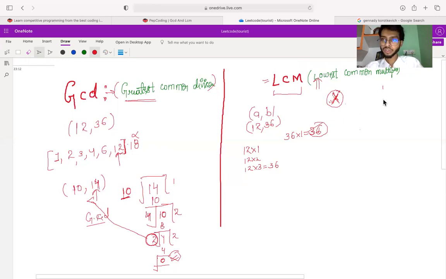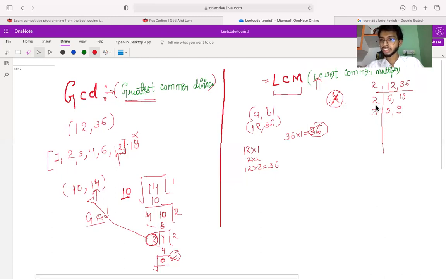We have a standard way for finding this. Assume that you are in fourth standard and your teacher asks you to find the LCM of these numbers. So you write 12 and 36, and you divide by the least natural number, that is 2. 12 divided by 2 is 6, and 36 divided by 2 is 18. Again you divide by 2, so it becomes 3 and 9.